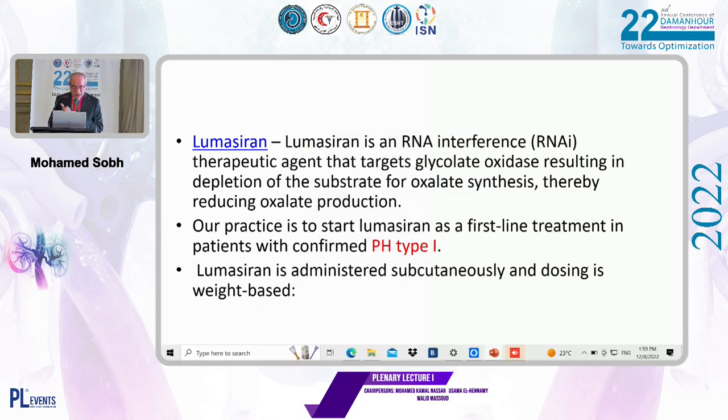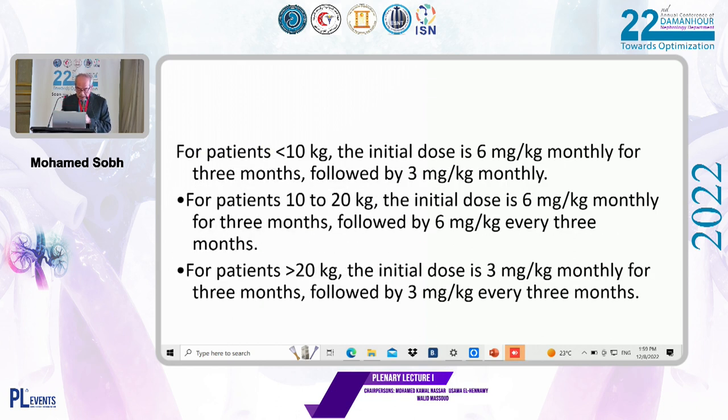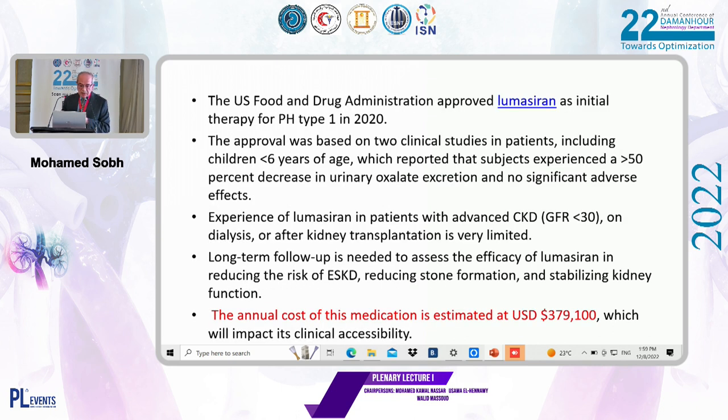Our practice, up to date, is to start Lumasiran as a first line treatment in patients with confirmed type 1 hyperoxaluria. Lumasiran is administered subcutaneously in a weight-based dose, and this is the dose. But the drama is that it is a very successful drug and has been approved by FDA, but look to the bottom of this lecture. Annual cost of this medication is estimated at $3,700, which of course is a problem. So we have to wait for generic.